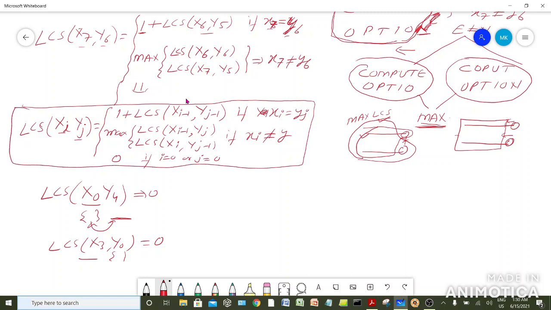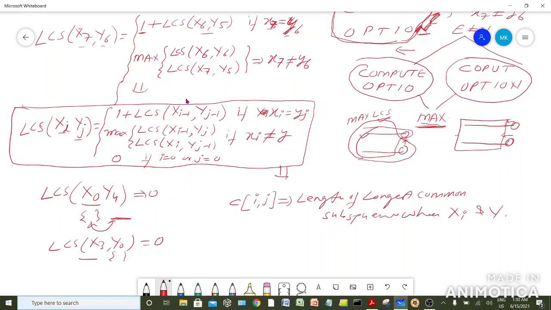Okay, now suppose we are having an entry that is C of i j, which represents the length of longest common subsequence when x of i and y of j were considered.